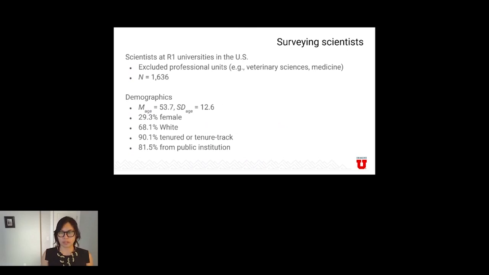So I compared it with some AAUP data from 2020. About 47.6% of tenure track faculty are female according to those AAUP data. And so female scientists are underrepresented in our sample. Our sample is about 70% white, 90% are tenured, and 81.5% are from a public institution. So I will say, while the percentage of Hispanic scientists in our sample is quite close and approximately matches that of some 2020 data, Black and African American scientists are underrepresented in this sample.